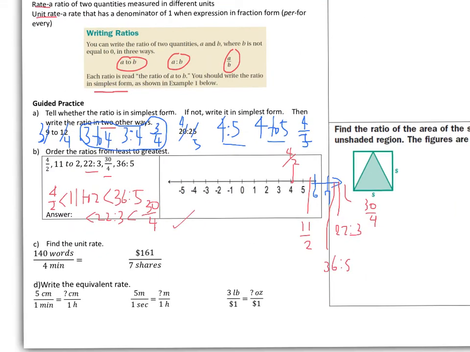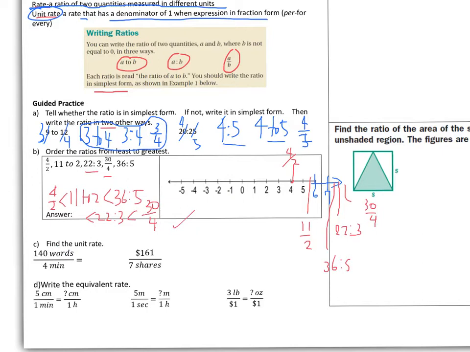Part C, find the unit rate. Okay, before I explain what unit rate means, I'm going to review what the word rate means. The rate just means a ratio of 2 quantities measured in different units, such as words to minutes, as we have in this problem down here. Okay? So if we put the word unit before the word rate, then it will become a rate that has a denominator of 1 when expressed as a fraction.